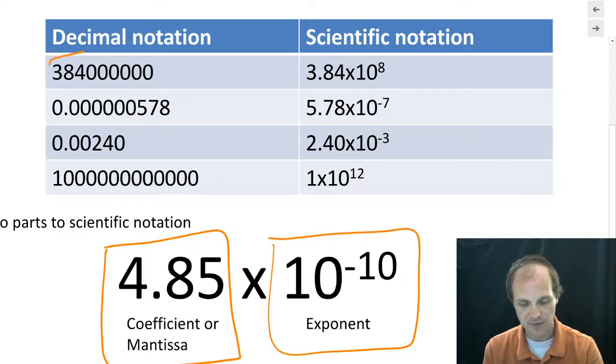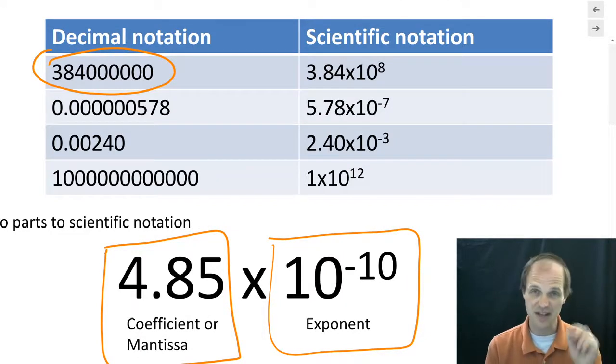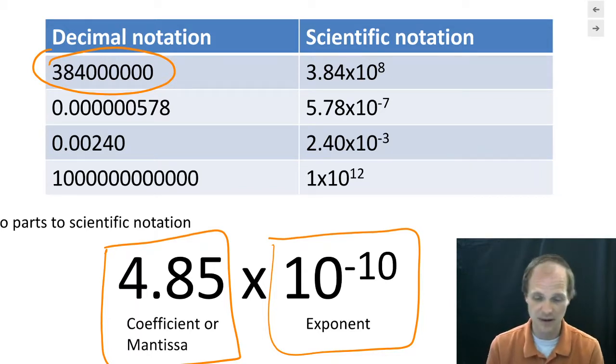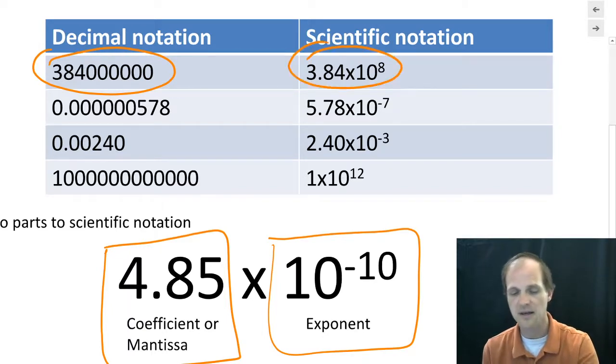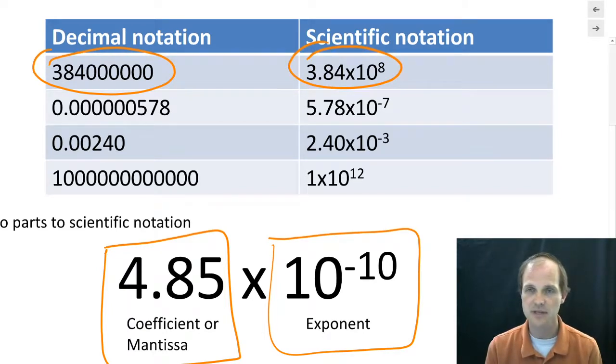Here we've got the number 384 with a bunch of zeros after it. And again, we'd have to count the zeros every time if we wanted to look at that number. And if we wanted to compare it to another number, we'd have to count the zeros in that number and then compare the numbers. But here in scientific notation, I've got some numbers and I've got a size.